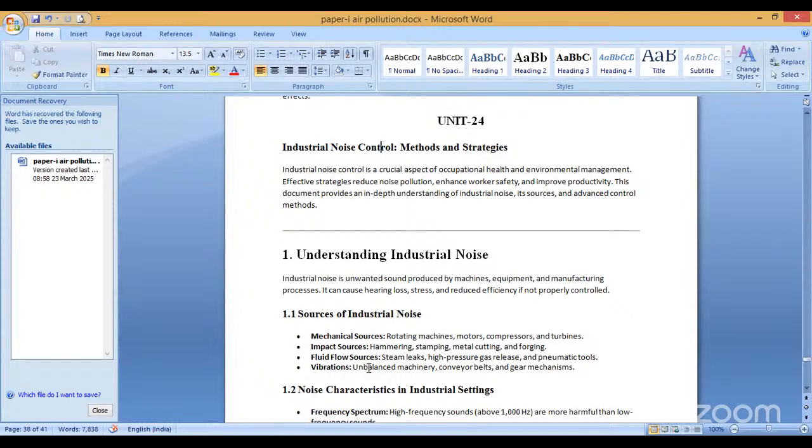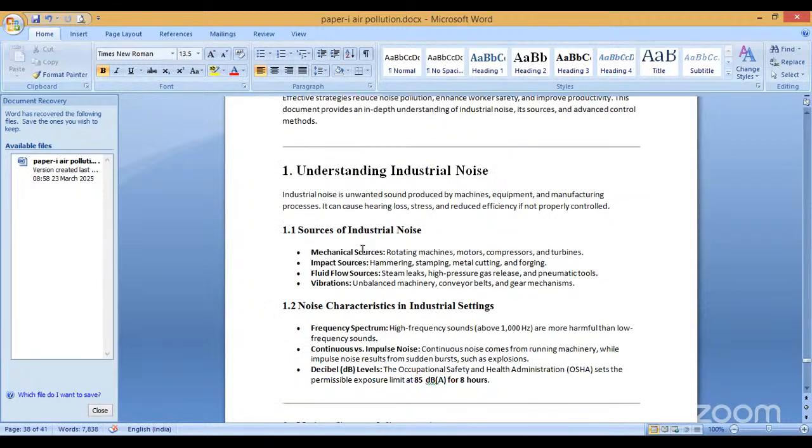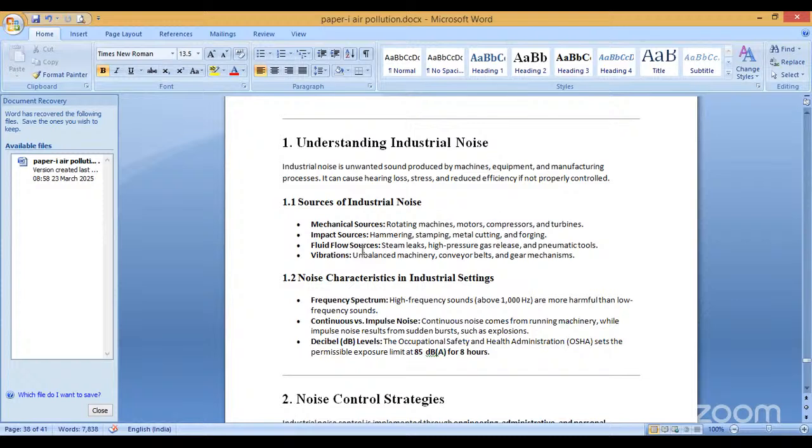The next one is the understanding of industrial noise. Industrial noise is unwanted sound produced by industrial operations. It can cause hearing loss, stress, and reduced efficiency if not properly controlled.